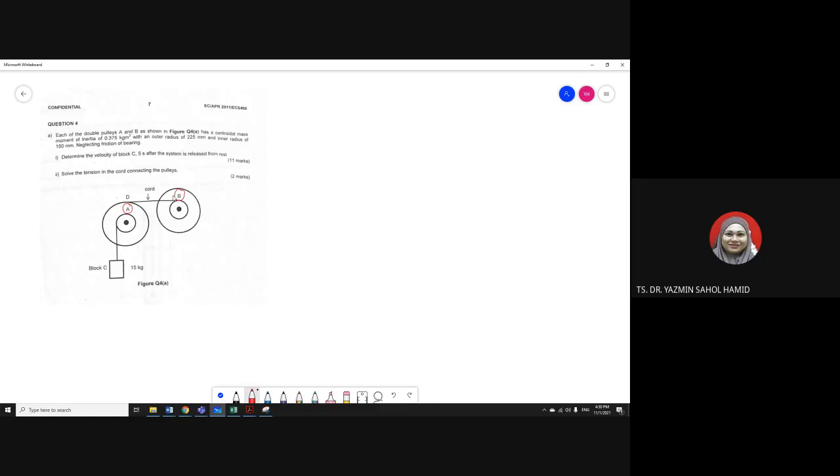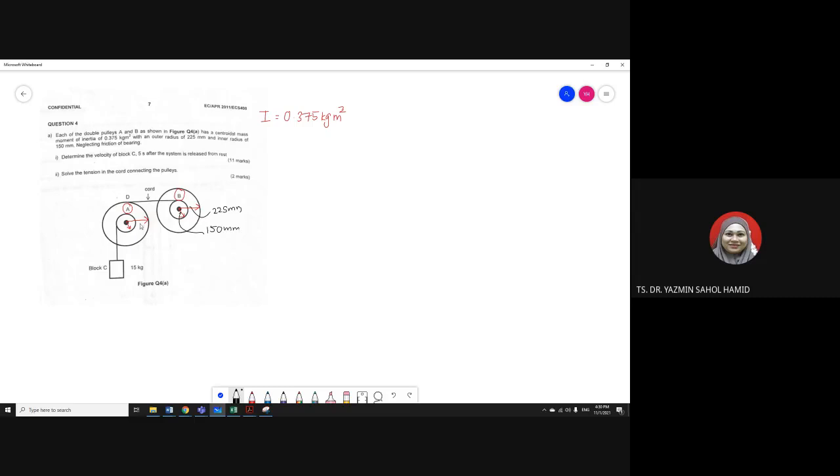Has a centroidal mass moment of inertia. So they tell us the I value is 0.375 kilogram meter square, with an outer radius. Here they give an outer radius and an inner radius. So there's an outer radius and there's also an inner radius. The outer radius is 225 mm. The inner radius is 150 mm.